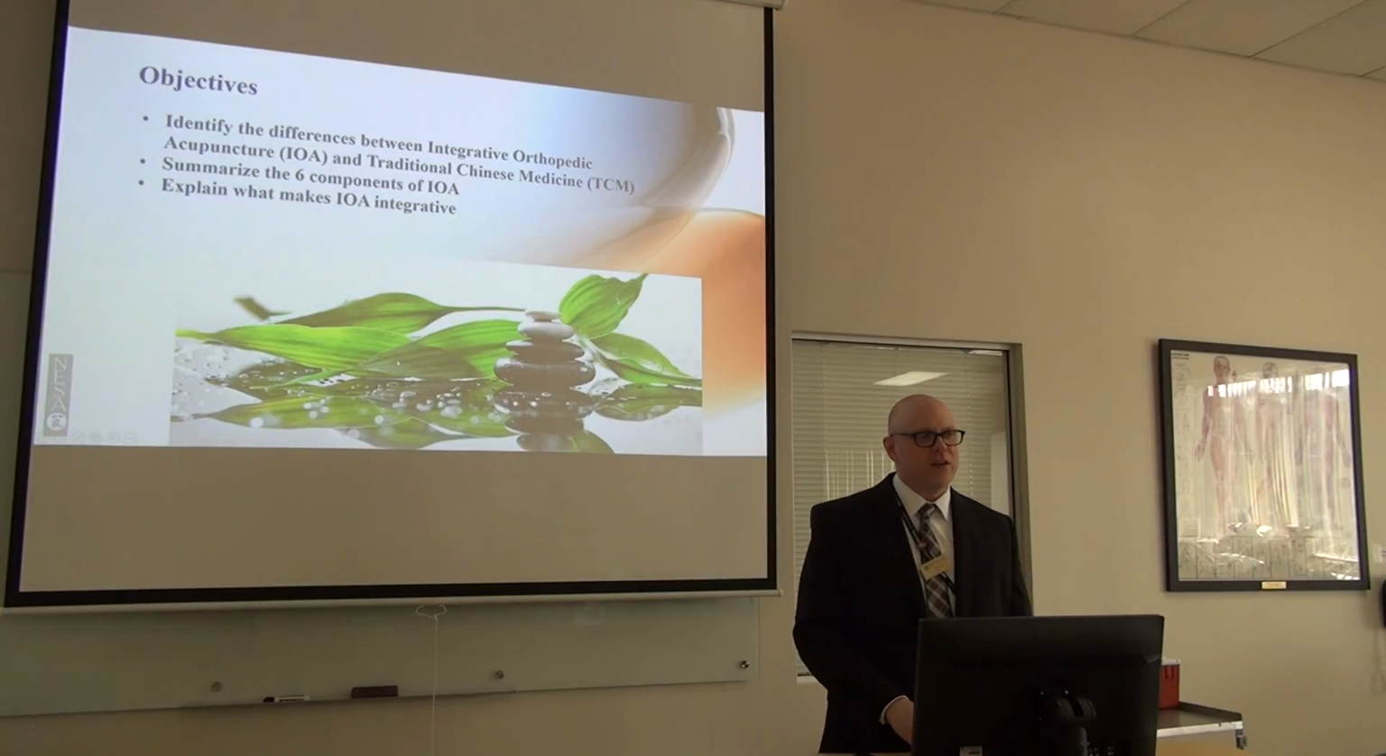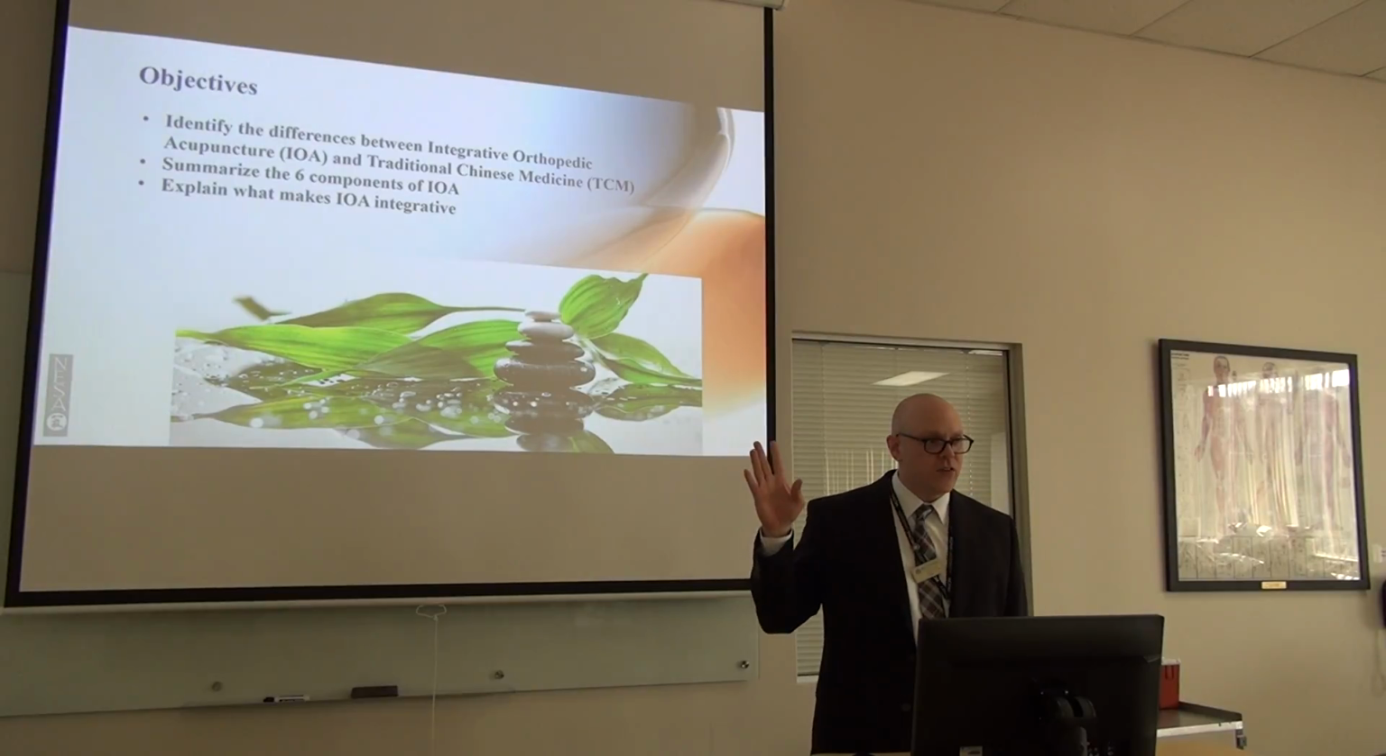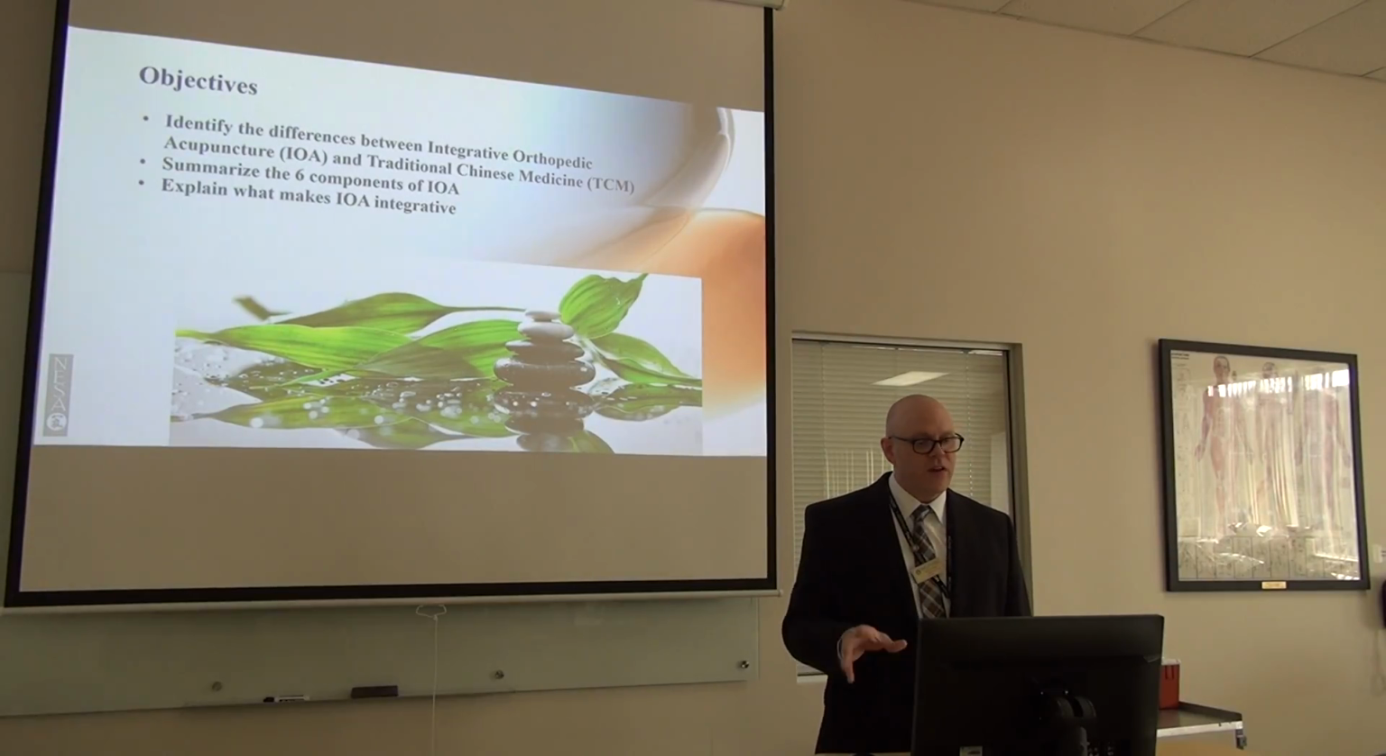What I want to first talk about is a general review of what integrative orthopedic acupuncture is. Here are three objectives I want to cover in the next 10 minutes or so. I want to identify the differences between IOA, integrative orthopedic acupuncture, and traditional Chinese medicine. I want to then summarize the 6 components of IOA so that you can start to think about how these components fit into an actual practice of the work. When you get to clinic, that'll hopefully be a chance for you to do that. And I'll explain what makes IOA integrative, why it is integrative, and hopefully we'll be able to flesh that out as we go.